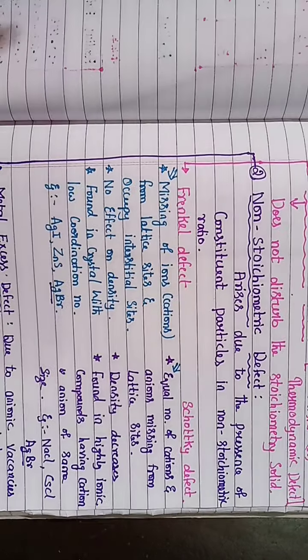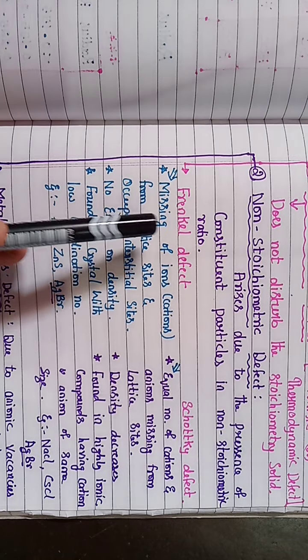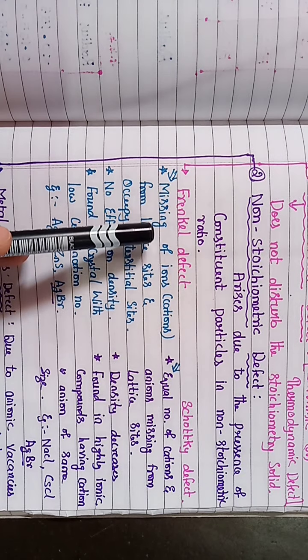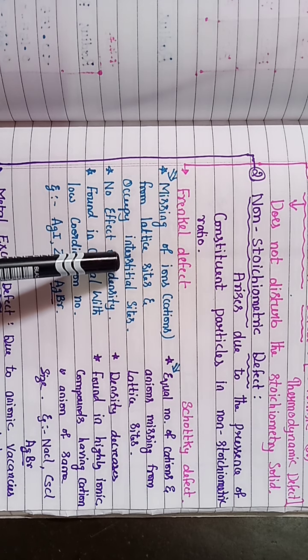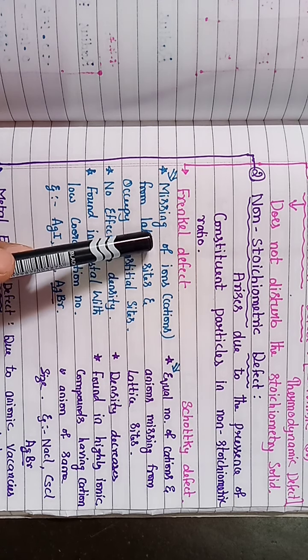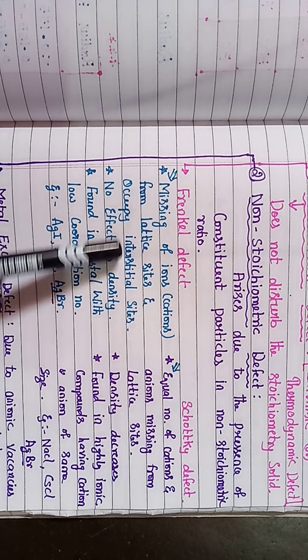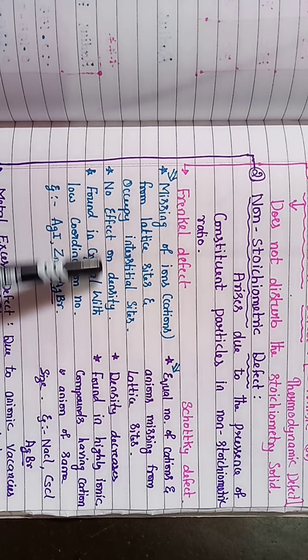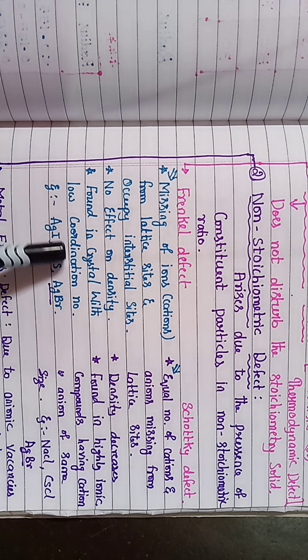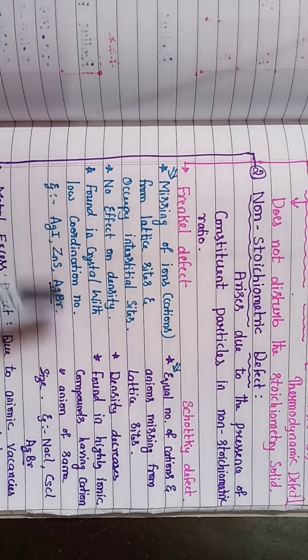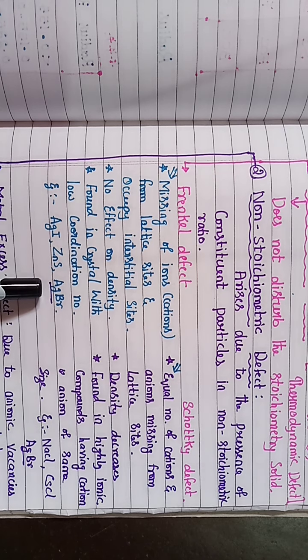Remember some points here, very important for the exam. In the Frenkel defect, there will be a missing ion, especially a cation, from the lattice site, and it occupies the interstitial site. The cation leaves its site and comes and occupies the interstitial site. That's why density remains the same. There will be no effect on density. It is found in crystals that show low coordination number. Examples: AgI, ZnS and AgBr.